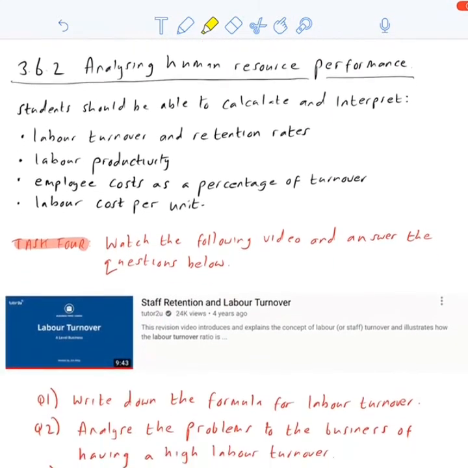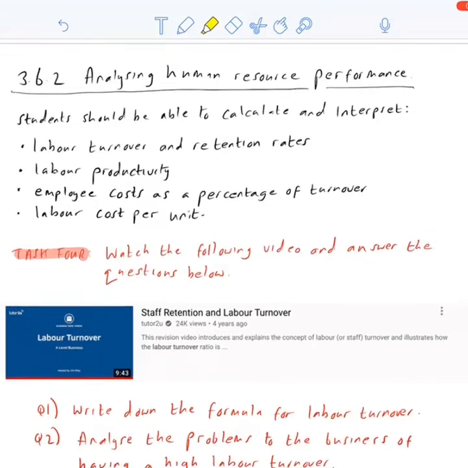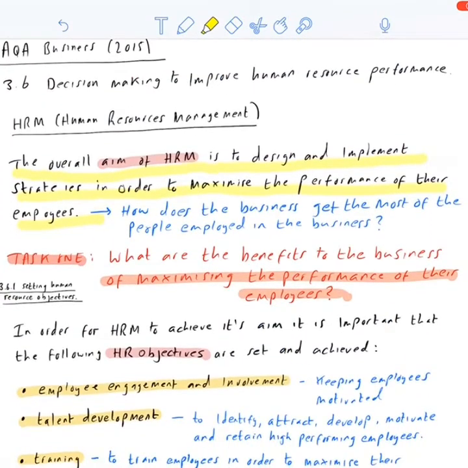Okay, continuing with 3.6.2 of the specification. This is all about analysing human resource performance. Now, if we scroll back up to the definition here, the overall aim of human resource management is to design and implement strategies in order to maximise the performance of their employees. So when a business sets an objective or has an aim, it has to measure whether that aim or objective has been achieved or not.